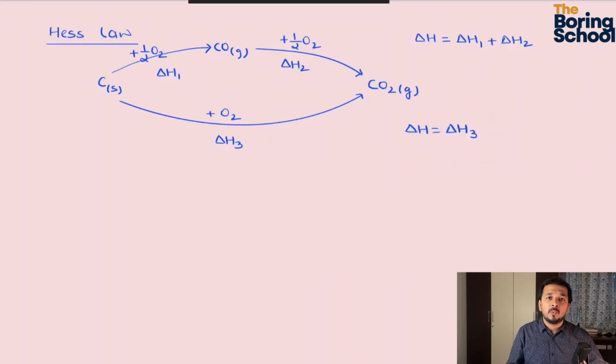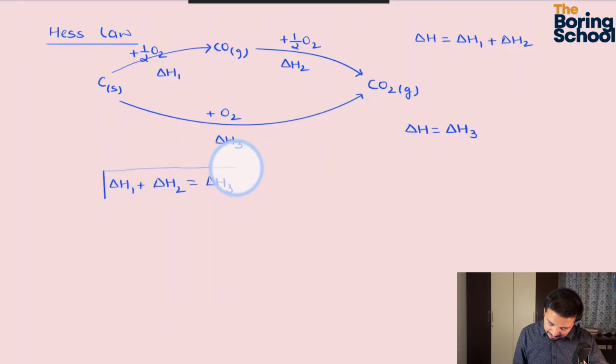Now, as we know that enthalpy is a state function, it means whether we go by the top path or the bottom path, in both cases the change in enthalpy will be the same. So I can write that delta H1 plus delta H2, which is the change in enthalpy of the first path, will be equal to delta H3.